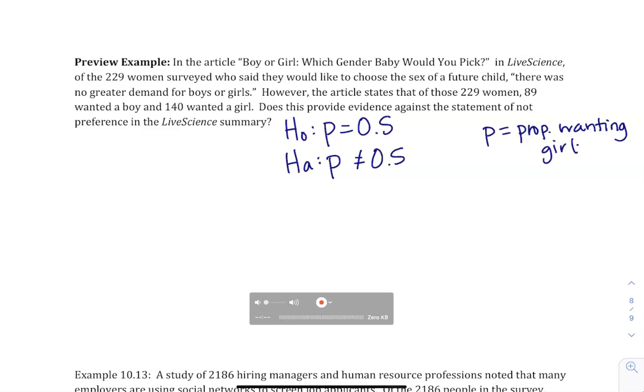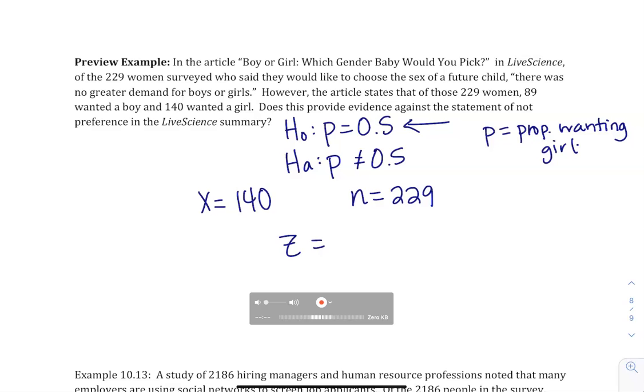And life science said there's no difference. So we should, according to life science, fail to reject our null. Well, let's see if we actually do. We need our number of successes. So 89. Oh, no, this is girl. Sorry. 89 was boy. 140 was girl. So 140 out of our sample size of 229.